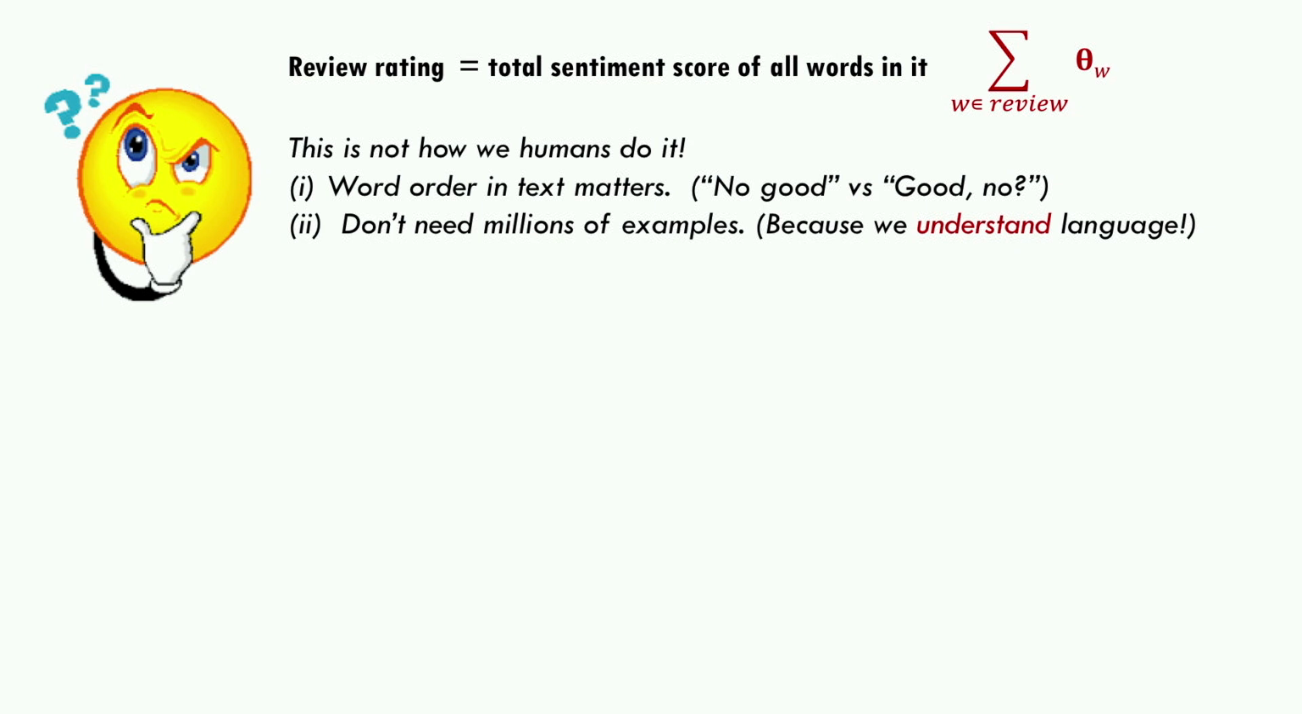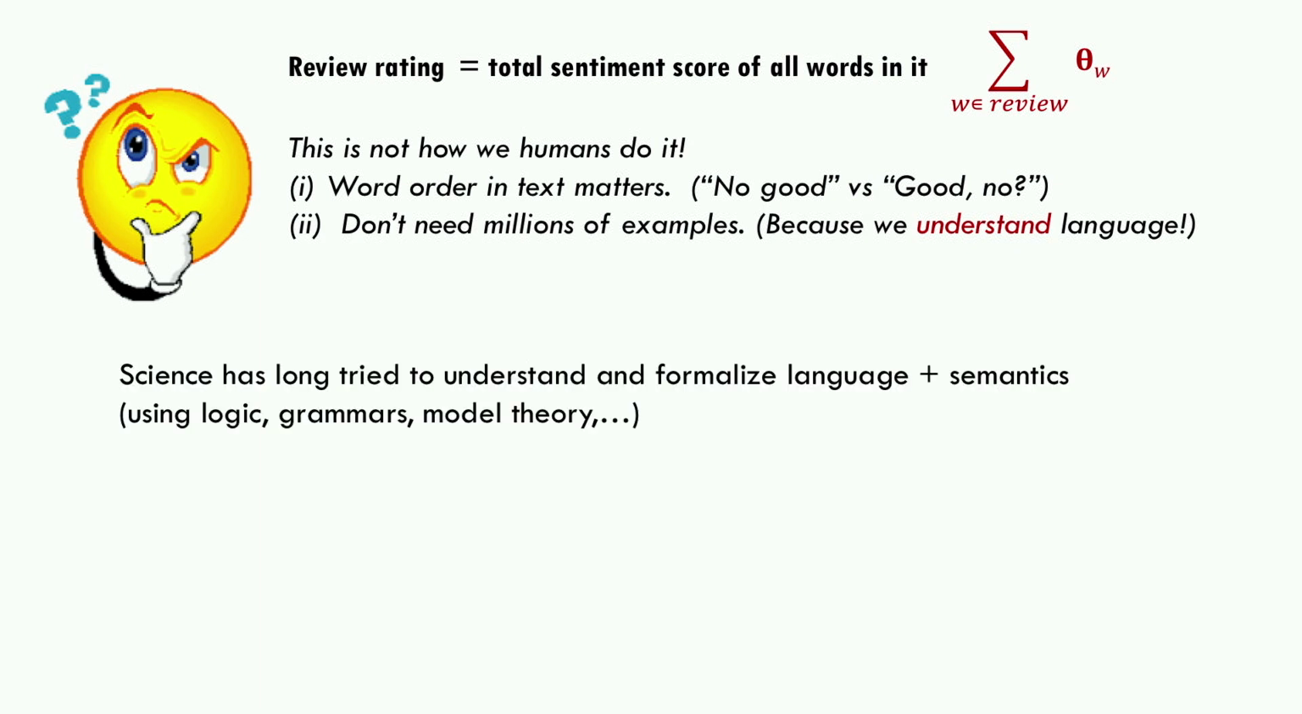And the other thing they say is that we don't need to see millions of examples of earlier reviews in order to rate future reviews. The very first Amazon review you saw, you could already, as a human, assign it a review score, right? Because you understand language, right?